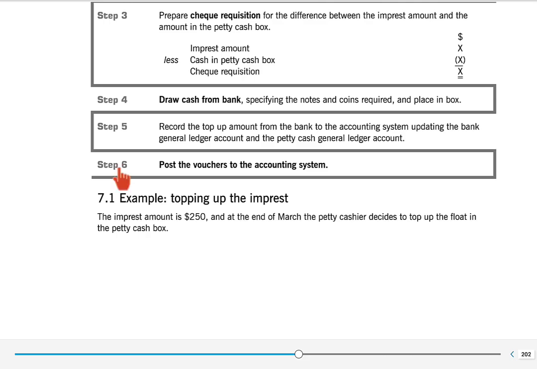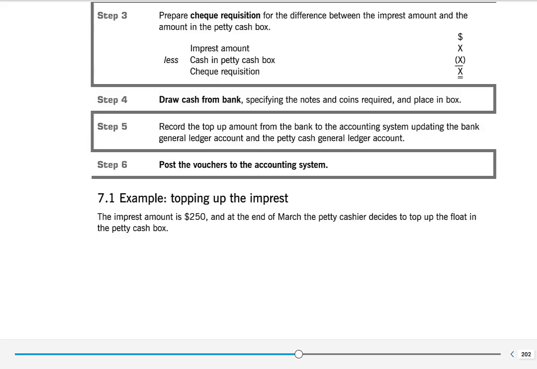Step 6. Update the accounting system and post the petty cash transactions. Now we update the books. This part is essential because the accounts must match reality. When the petty cash is topped up, the bank balance goes down and the petty cash balance goes up. Then the petty cash vouchers are posted into the accounting system. This means we record the expenses properly. For example, stationery expense, travel expense, or sundry expense. If sales tax is involved, it is treated properly as well. Once this is done, the accounting records become complete and accurate.